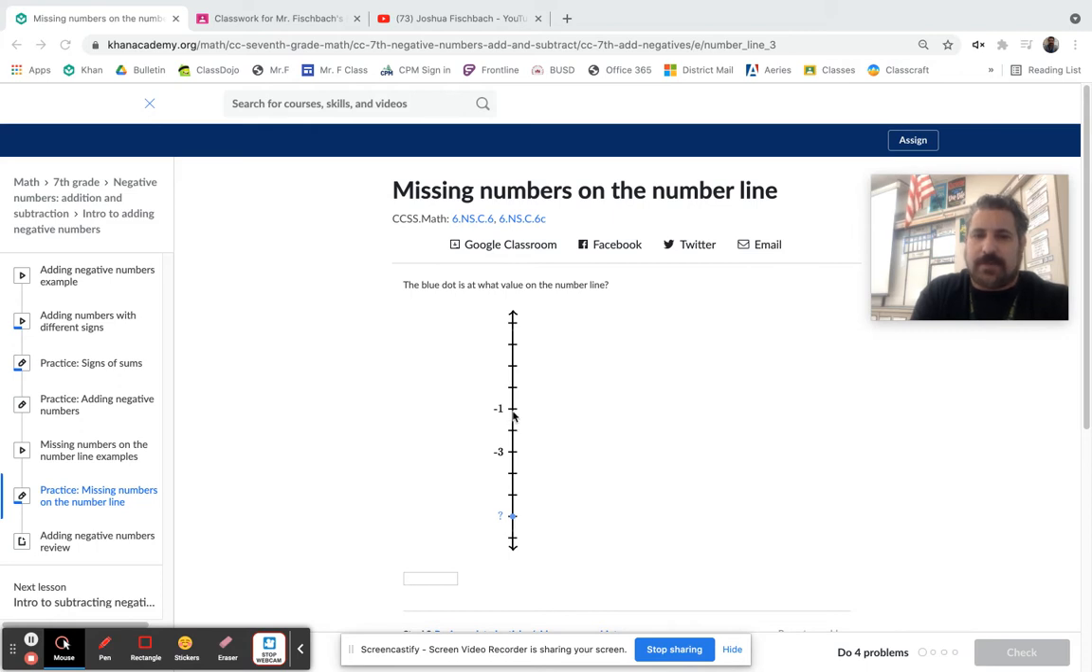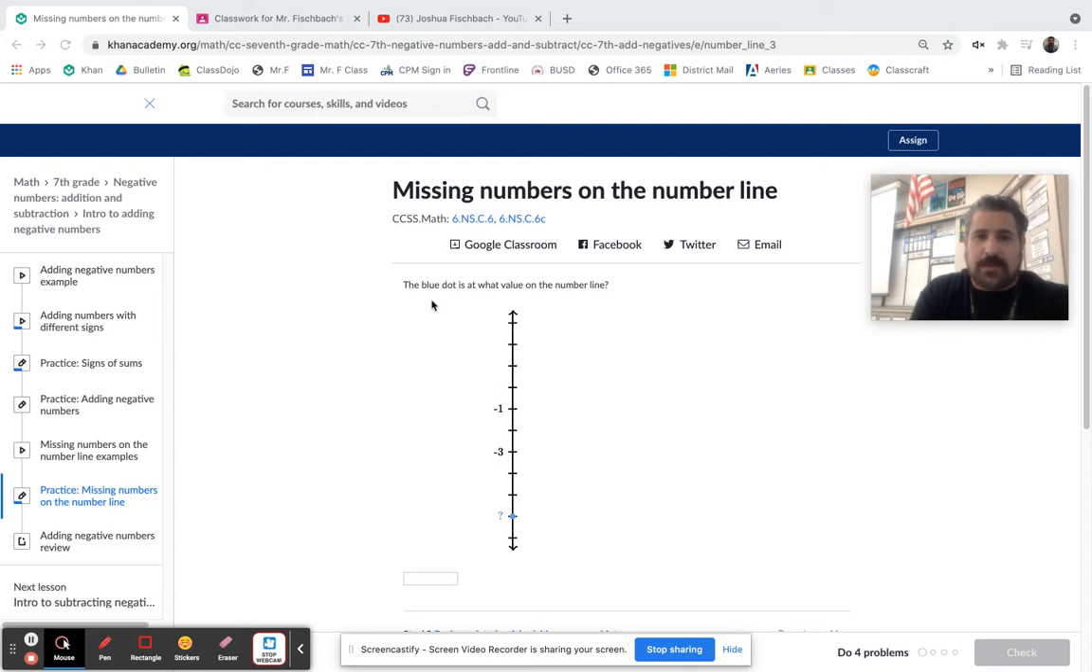You have to ask yourself, how far is it from -1 to -3? And that would be -2, right? 2 down, right? So you just basically realize that this is the two sections here. Each one of those is basically worth -1. So the interval here is that you're counting by -1s.